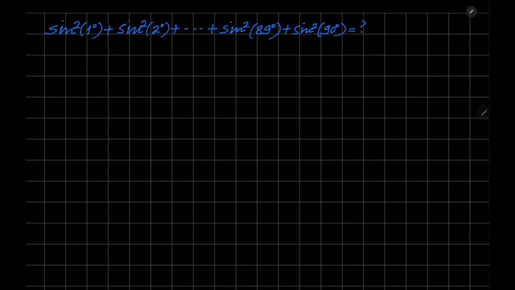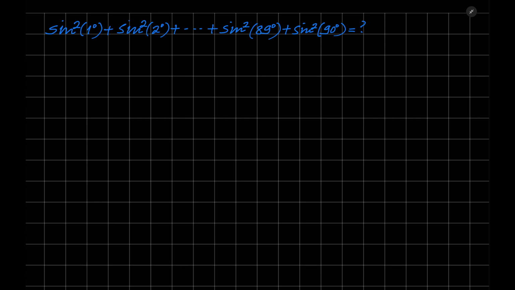Hello everyone, today we are going to solve an Oxford Math admission question asked in 2021. It's a trigonometric question. It says sine square 1 degree plus sine square 2 degree plus ... plus sine square 89 degree plus sine square 90 degree is equal to what? Find the value of this expression.